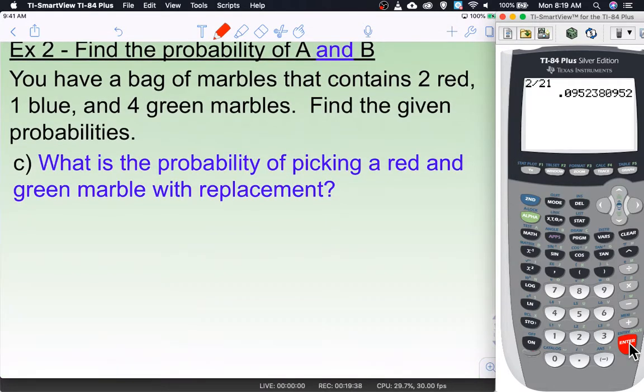Okay, I think this is the same bag of marbles. Question for you though, what is the probability of picking a red and green marble with replacement? Go ahead and pause the video and try this one right now.